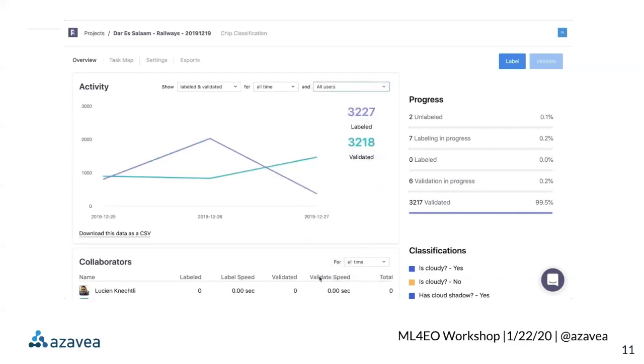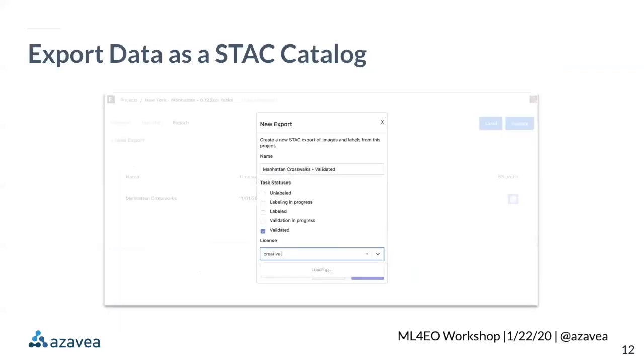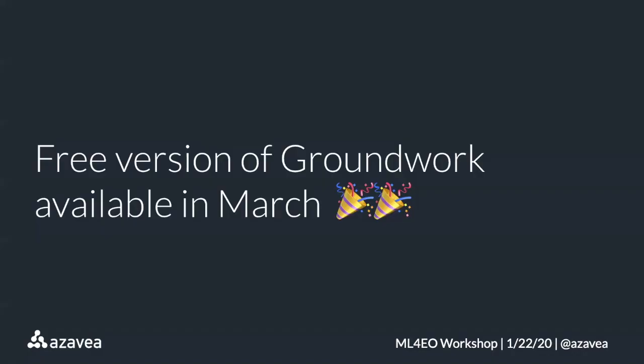And then the last thing about this is that we can export the data to a Stack catalog. And from there, you can use whatever tool you want with it. And there's going to be hopefully a free version available in March. So if you're interested in this, please get in touch with me and I can try to connect you with the right people.